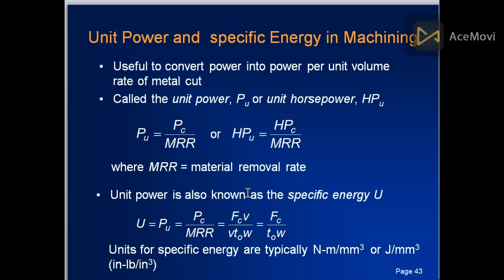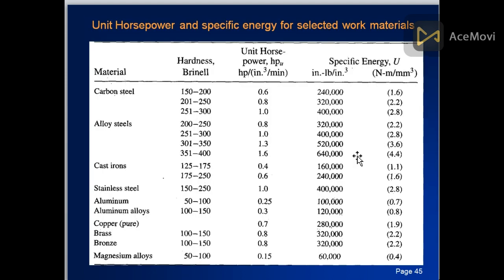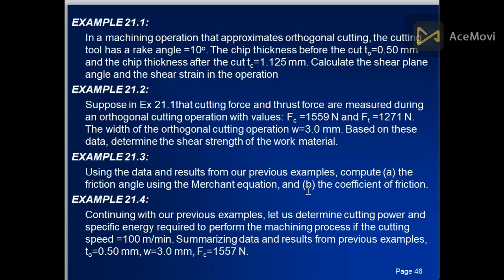Similarly, the unit power is given by PC divided by MRR, and in the horsepower system, HPC divided by MRR. The unit power is known as specific energy U, and these are some interrelations. You can see it by yourself. Specific energy is not inconsiderable. These are some horsepower values, but this is not important.